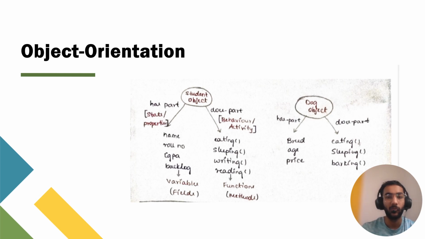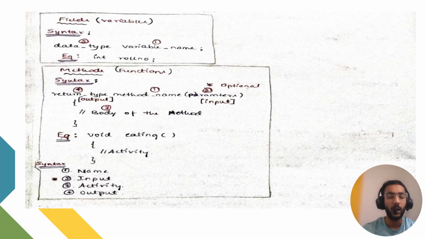Now let's dive deeper. We have understood that the object has two parts, has part and does part. The has part is also called fields or variables, and the does part is called methods or functions. Now see, I have described the syntax of each one.